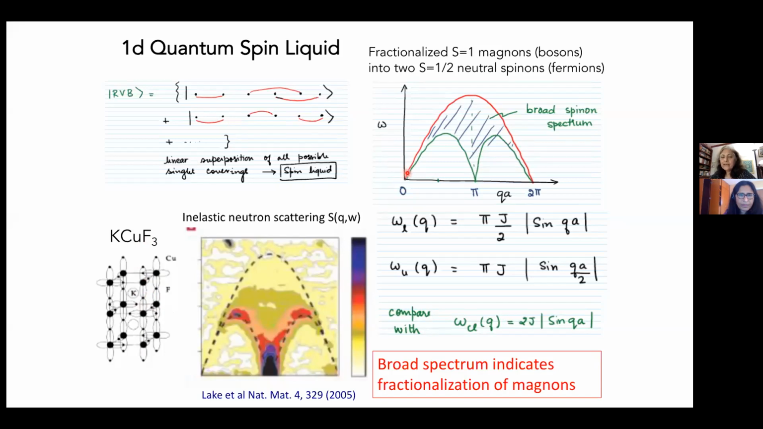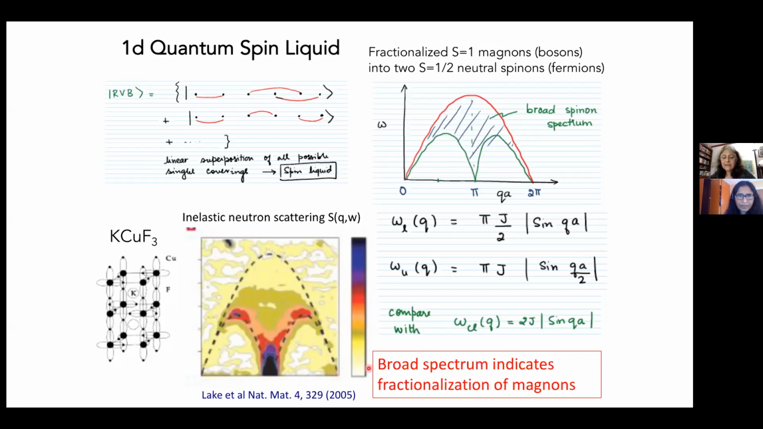Now, rather than having magnons, because of the two spinons that are created, at a given momentum, you can share energy in multiple ways between the two fractions, or at a given energy, you can create spinons in multiple combinations of momenta. So you end up getting this broad spectrum. And that is really the signature of fractionalization.